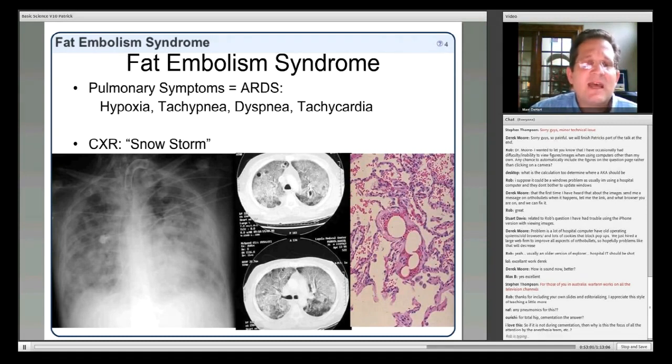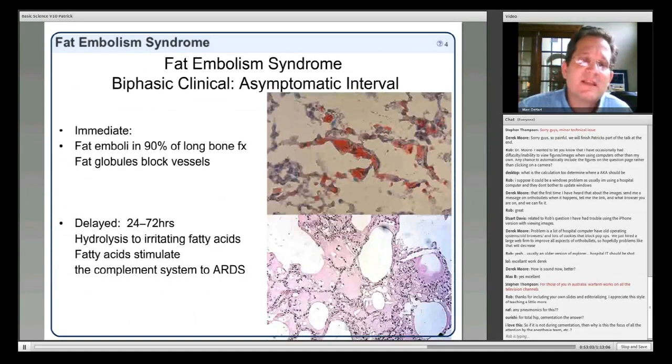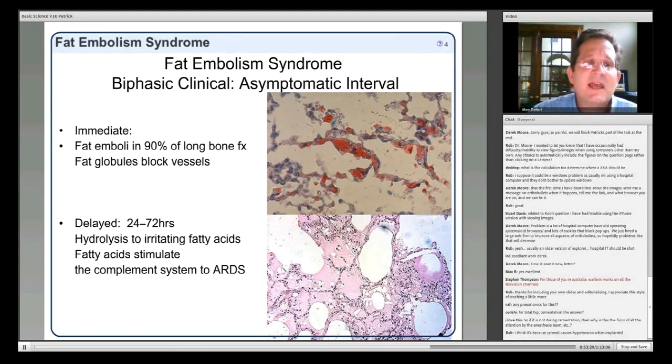And if you biopsy that lung, you might see little fat globules like the alveoli show on the right. Now, the other thing that's frequently in the test stem is a biphasic clinical asymptomatic interval. So immediately the fat globules go up into the lung and they block vessels in either your brain, your lungs, and after about 24 to 72 hours, those fat globules are hydrolyzed into irritating fatty acids, and those fatty acids stimulate the complement system to create the ARDS and other problems that we see.